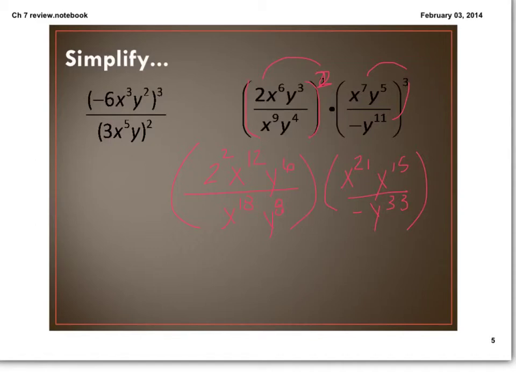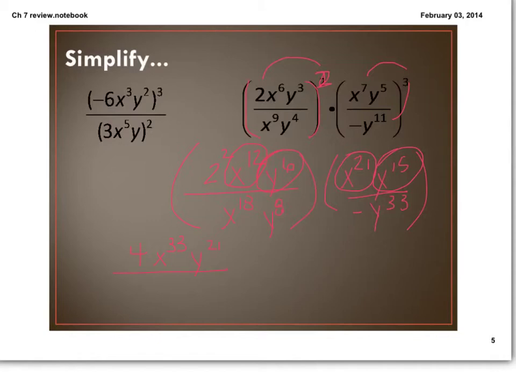I think I'm going to show you, let's multiply all of this together first. So I'm going to take 2 squared times x to the 12th y to the 6th times x to the 21st y to the 15th. So when you do that, 2 squared is 4. X to the 12th times x to the 21st is going to be x to the 33rd. Y to the 6th times y to the 15th would be y to the 21st.